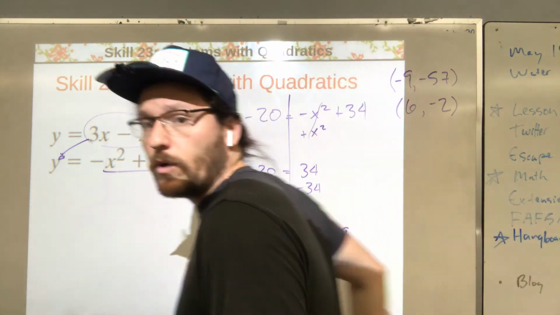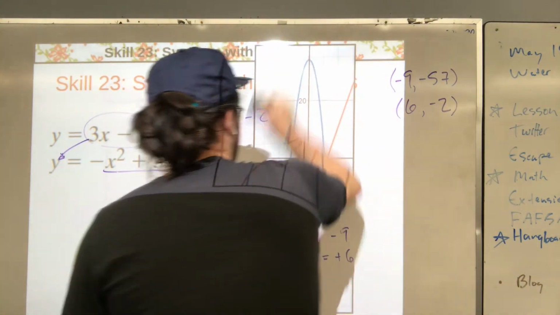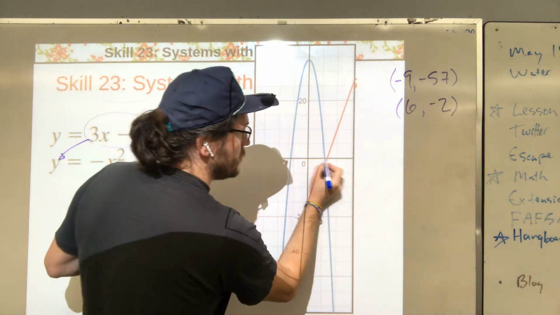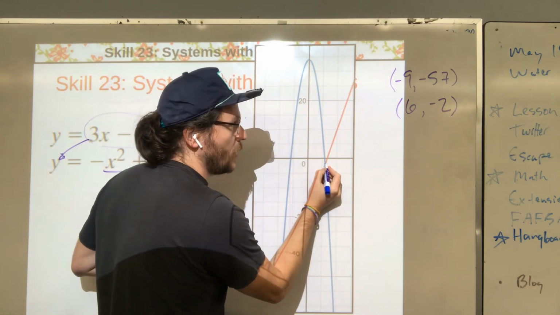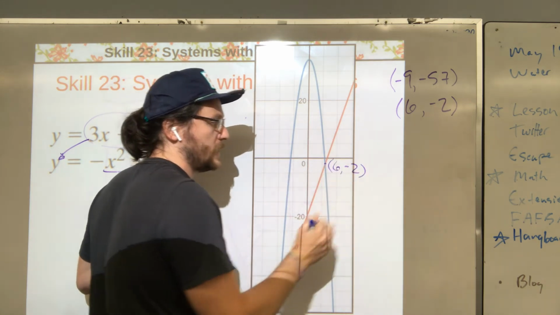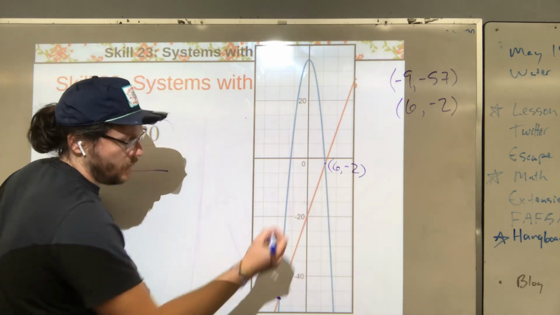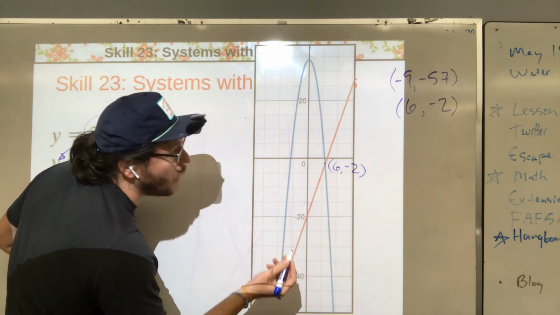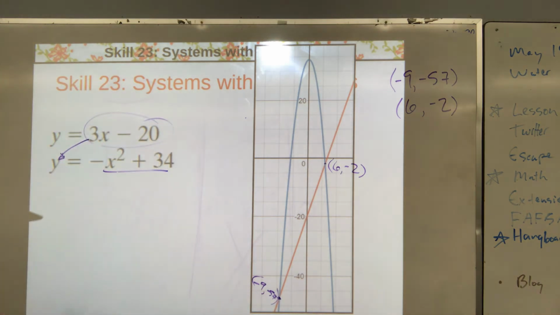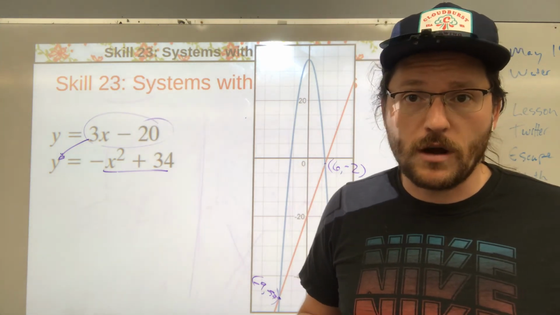Okay. We have the graph here. Let's make sure that makes sense. For one of them we have 6. It's just past 5, and it's just a little bit below 0. So this is going to be our 6, -2. That's one place where our line crosses our parabola. And then the other one is all the way down here, at -9, -57. Okay. So we use our algebra skills, all the stuff that we've been working on this year, to calculate where these two things cross.